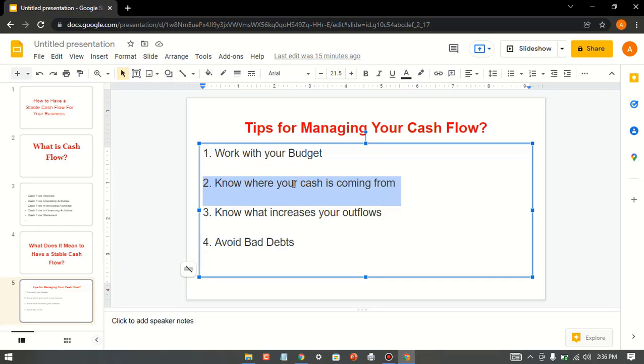So number three here is know what increases your outflow. I believe if you are a good examiner, this shouldn't be hard for you to understand. So know what increases your outflow as well. So the last but not the least here is avoid bad debt. I believe no one will want to go into bad debt here. So you should try as much as possible to avoid bad debt, because bad debt will negatively affect the cash flow of your business. So I believe that will be all for now.